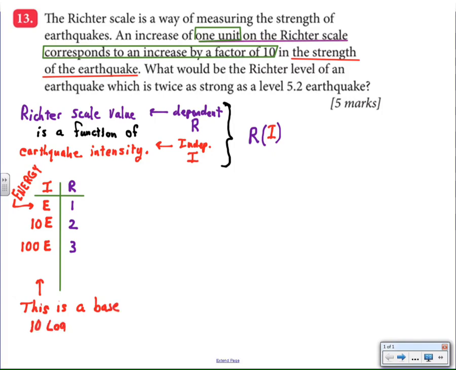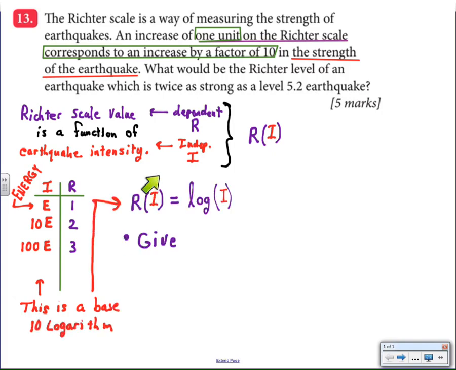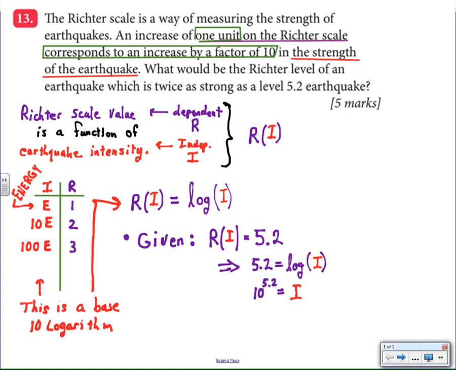This represents then a base 10 logarithmic function. So simply put, the relationship between the Richter scale score and the intensity of the earthquake is a logarithmic one. This is just a translation into math, what's being said up here. So, given that the Richter scale score is 5.2, we can imply that 5.2 is equal to the log of intensity. And therefore, we can now use algebra to convert and solve for the intensity itself.